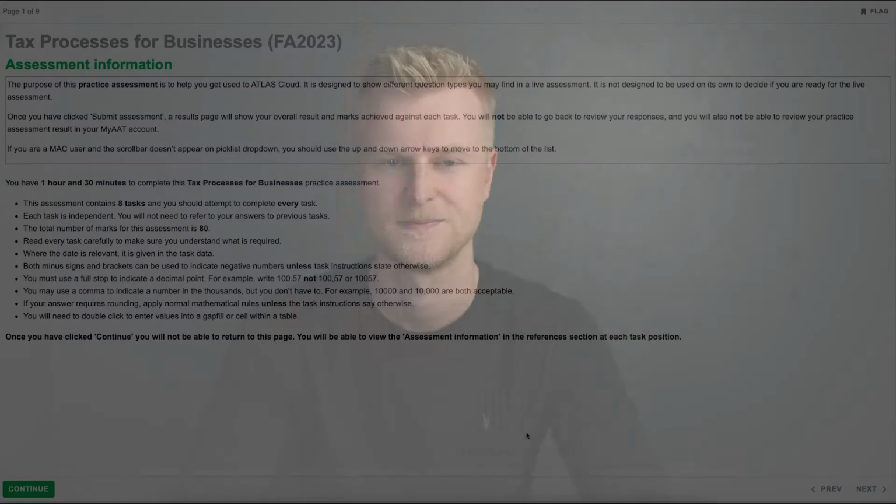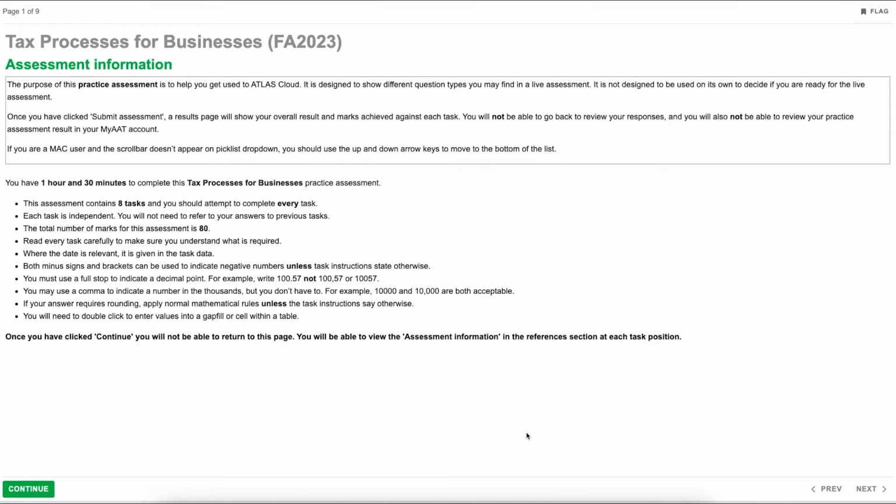Right, let's hop over to the exam and make a start. Right then, so the tax processes for business exam is an hour and 30 minutes, or you get up to an hour and 30 minutes to complete all 8 tasks, and the total marks on offer for this assessment are 80. Now, it isn't an equal split between tasks, but I'll be talking you through the marks for each task and what each task involves as we go through.